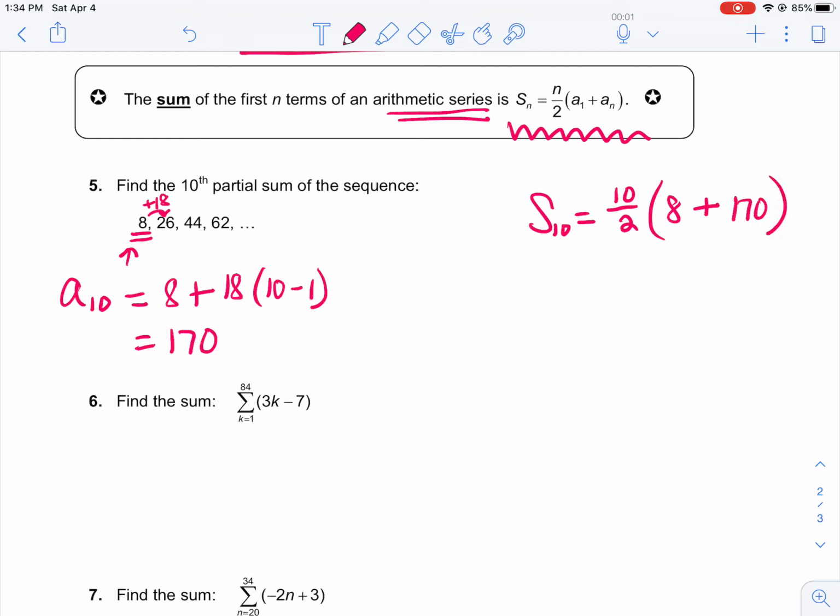So I'm going to plug 170 into here. 178 times 5 is 890. That is the sum of the first 10 numbers in this sequence right here.